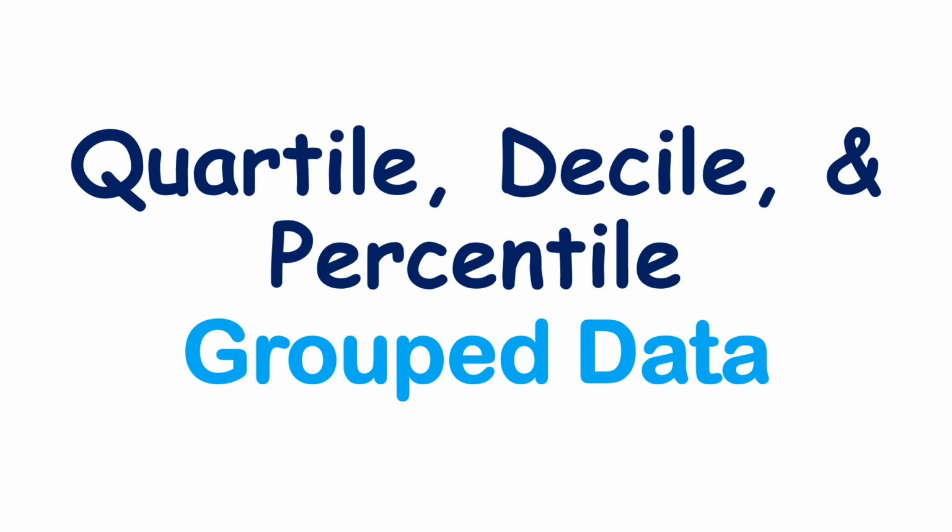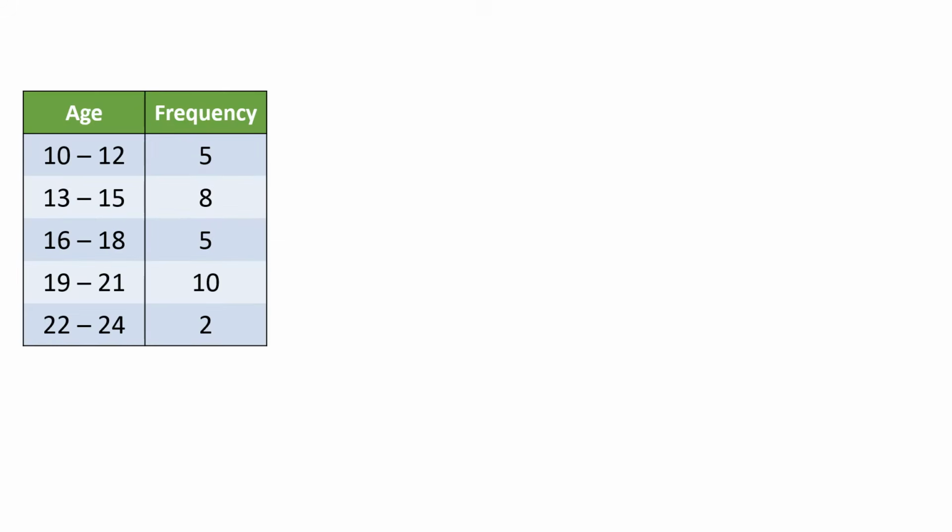In this video, I'm going to teach you how to solve the measures of position, or the quartile, decile, and percentile of a group data. So let's say we have this table. This is a group data table. It's grouped according to the age, 10 to 12, 13 to 15, 16 to 18, 19 to 21, and 22 to 24. That's why it's called grouped data.